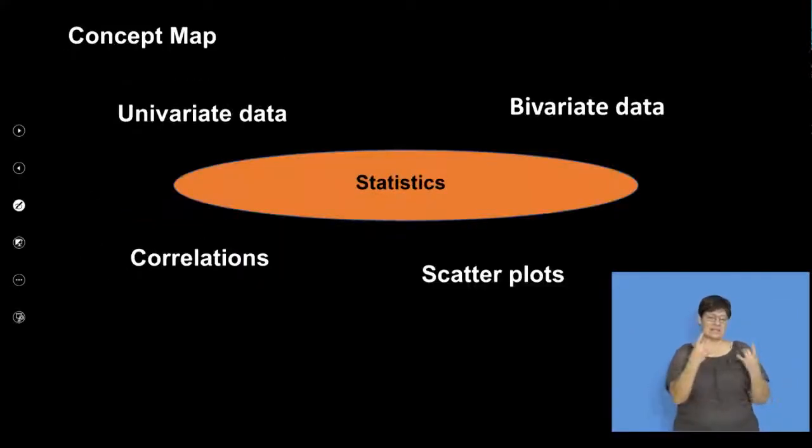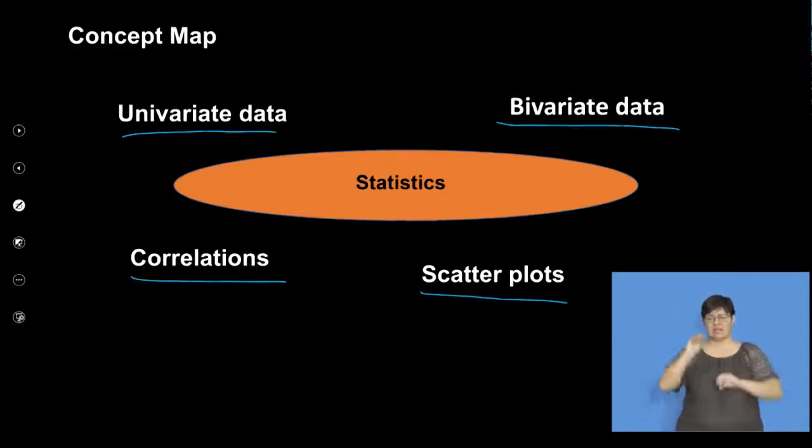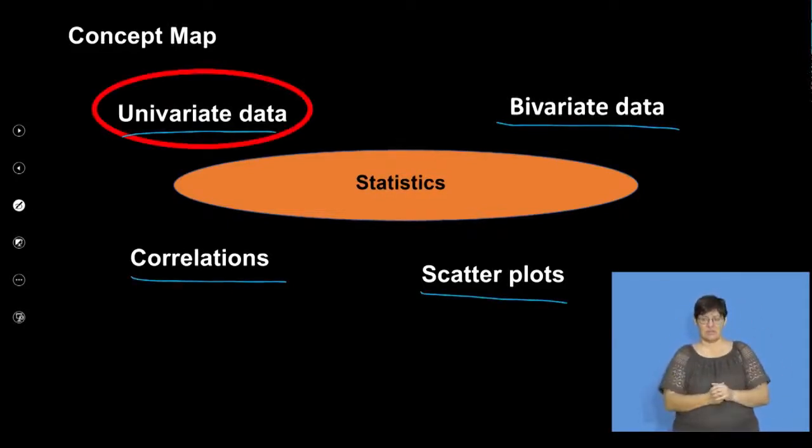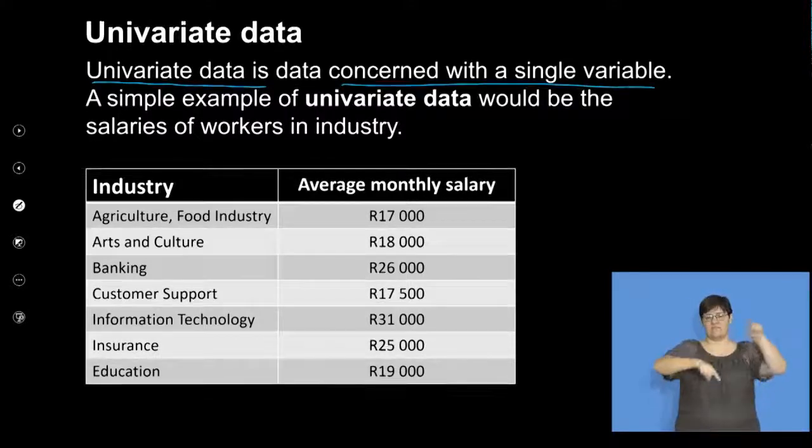So we will look at statistics. We said we'll look at univariate data, bivariate data, correlation, and scatter plot. We'll finish with scatter plot. Let's look at univariate data. What is univariate data? Univariate data is data concerned with a single variable, okay? So it's a single variable, just one variable.